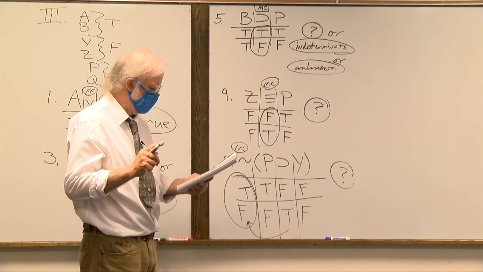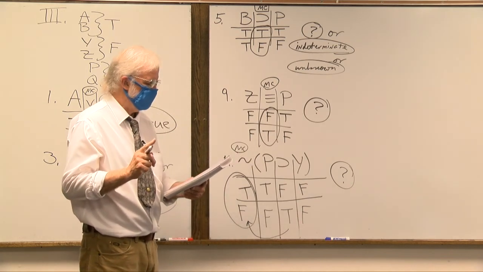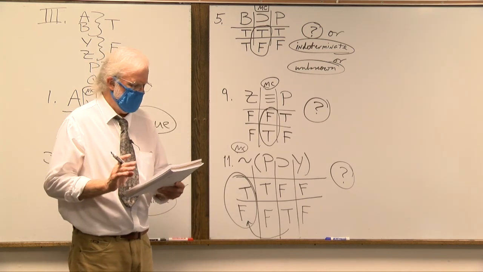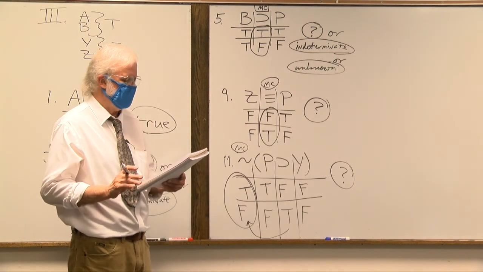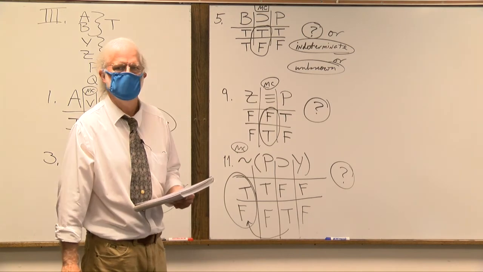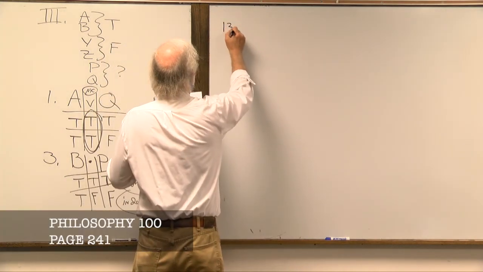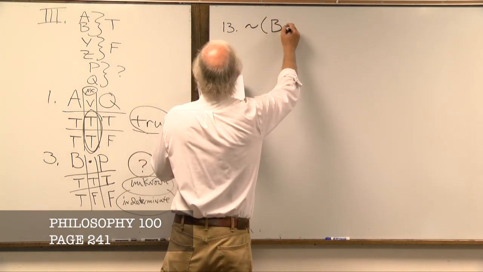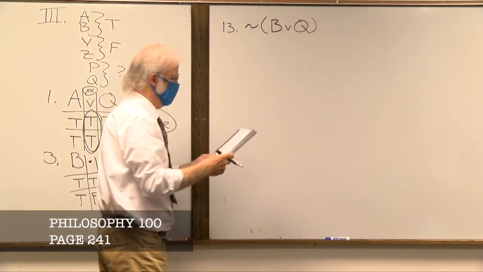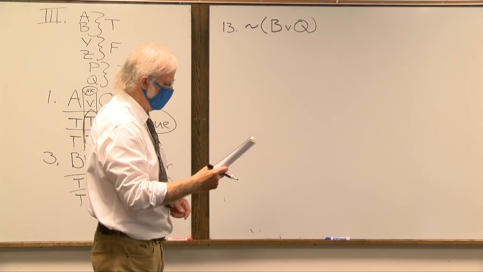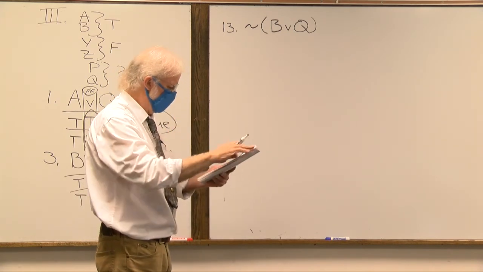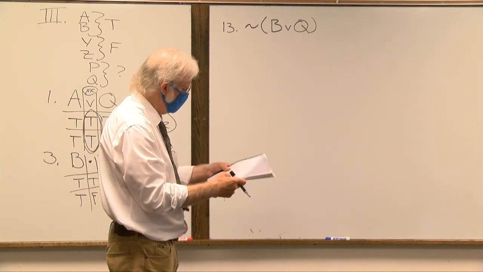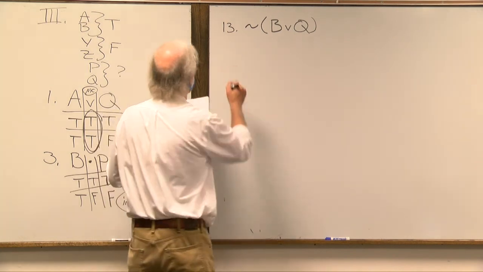We're going to skip 13, but let me say that the only typo in the entire textbook is right here. Number 13 should read, it's not the case that B or Q, not B or Y. So number 13 on page 241 should actually read, it's not the case that B or Q rather than Y. That was just like the last one we did, number 11. So what we're going to do is start skipping a little bit more radically through these. Let's go down to 15.